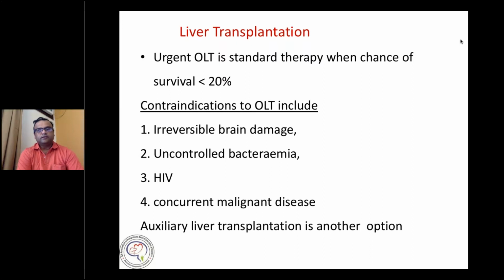Treatment, as far as acute liver failure is concerned, is liver transplant, which is required once we know that the chances of survival are less than 20%. The major contraindications being irreversible brain damage, uncontrolled sepsis, presence of HIV or concurrent malignant disease. Suppose a liver is not available, then auxiliary liver transplant is another option, which is again only in experimental cases.